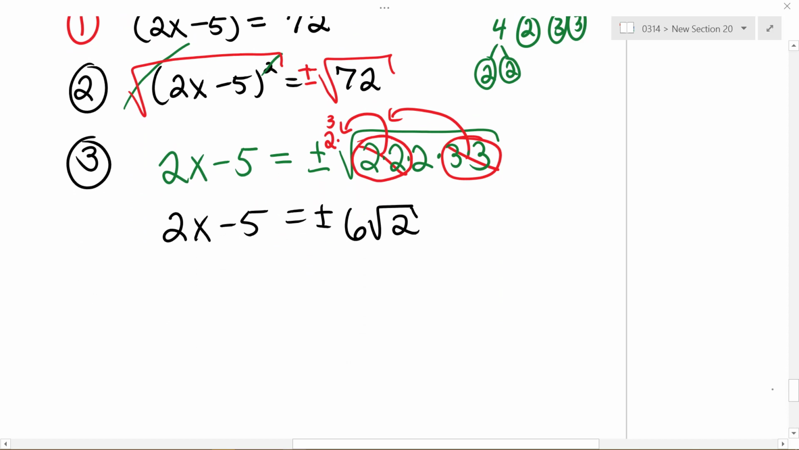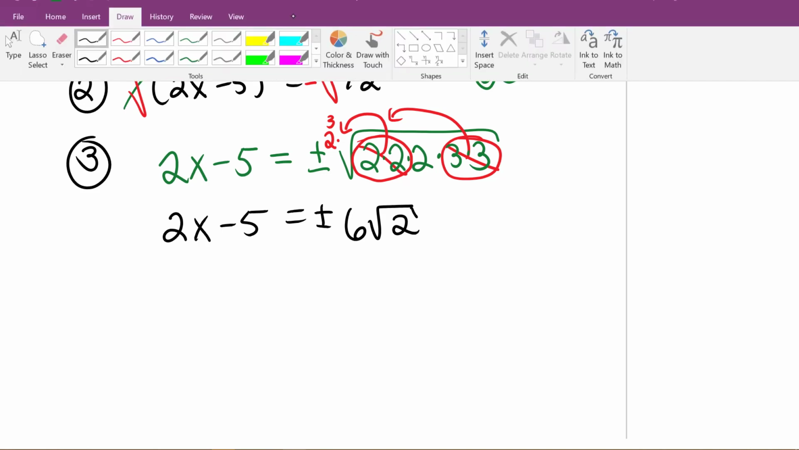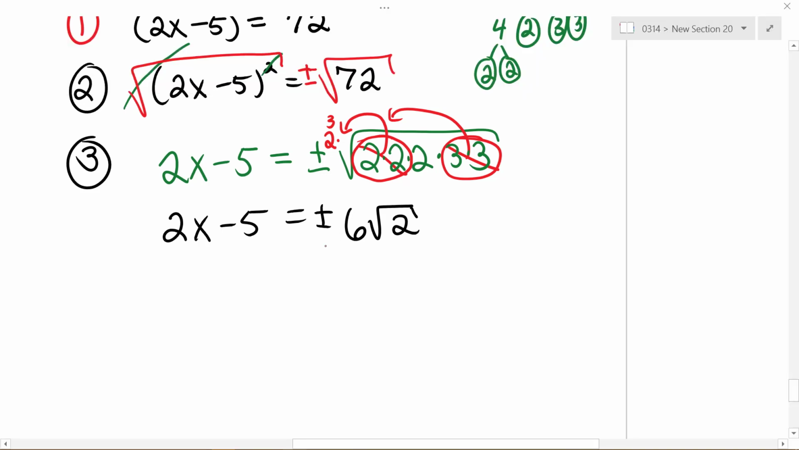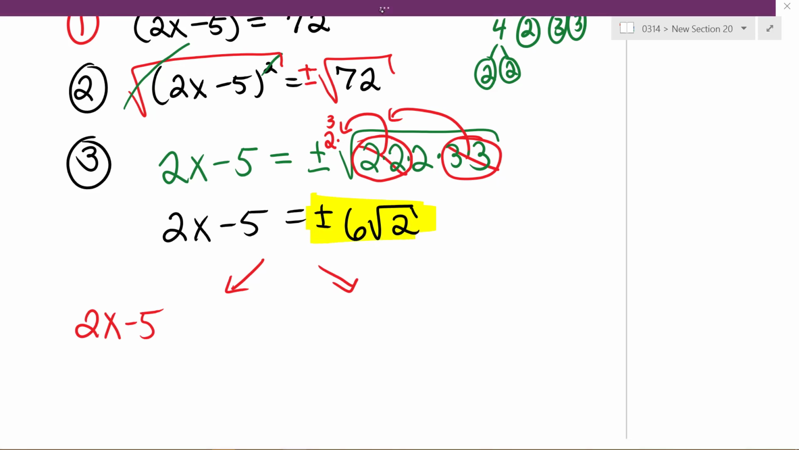Okay, so we need to solve for x. We do not have x by itself yet, and our whole goal is to get x by itself once we've gotten rid of that square. Okay, so we have a plus and a minus. My suggestion is always just go ahead and split that up as 2 separate equations. Keep the left side the same, so that's 2x minus 5, but we're going to change the right side based upon the fact that that's really 2 different numbers sitting there.